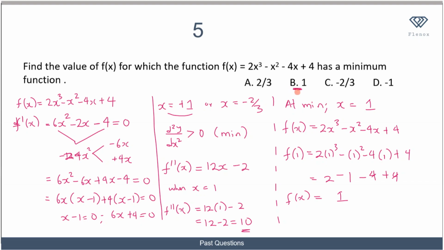So it's just a coincidence here that the value of x is the same as the value of f of x. So you should always be careful and try to solve it if the question specifically asks you to find the value of f of x or the value of y. So let's move on to the last question that I shall be considering.